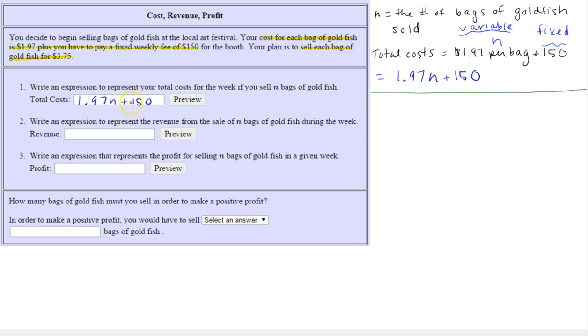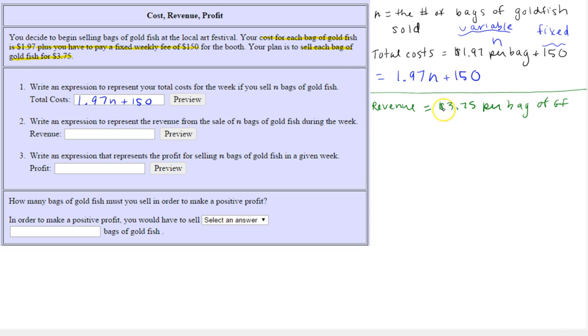So now that was our total cost. Now remember, revenue represents all the money you take in. So that would be how much money is in your cash register at the end of the day. Okay, so it doesn't take into account how much things cost. That's where we look at profit. So revenue is going to be, I'm just going to write revenue equals, well, you're going to charge $3.75 per bag of goldfish. So it's $3.75 per bag. Just going to write of GF for goldfish.